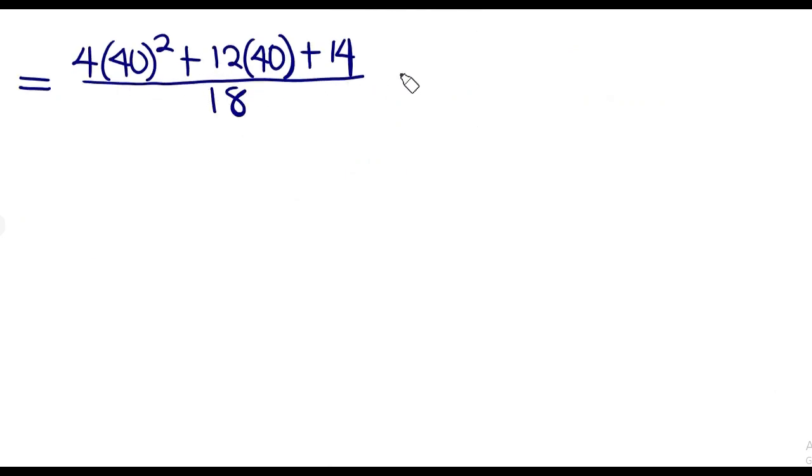I'm going to multiply out since calculator is not allowed. So 40 times 40: that is 4 times 4, that is 16. Then the two zeros I had, that is 1600.